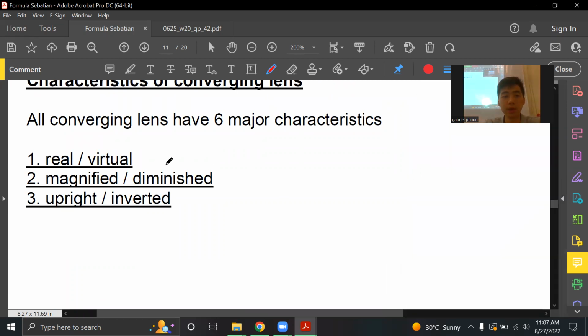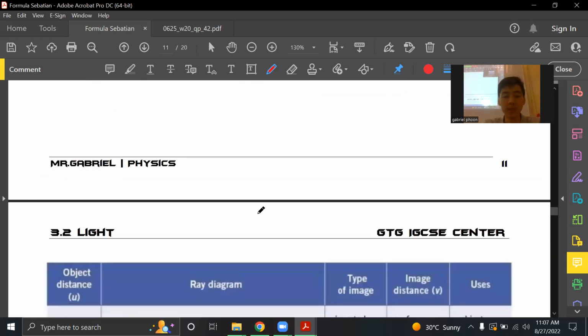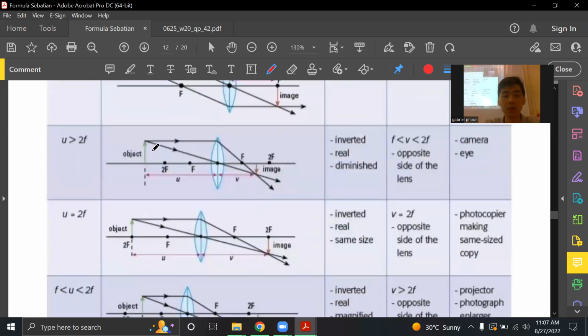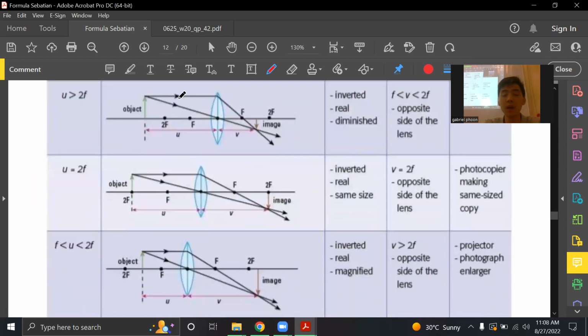The 6 major characteristics include virtual or real. Guys, it is either virtual or real depending on the light that forms it. Magnified or diminished, becomes bigger or smaller, upright or inverted. The easier way to see this is going to be something like this. Guys, you see that all these 3 that we mentioned last week, these are all definitely going to be real. Why are they real? Because they are formed by real light.